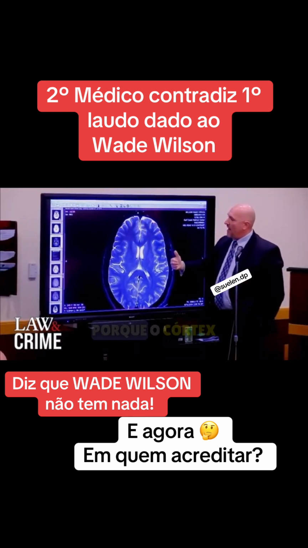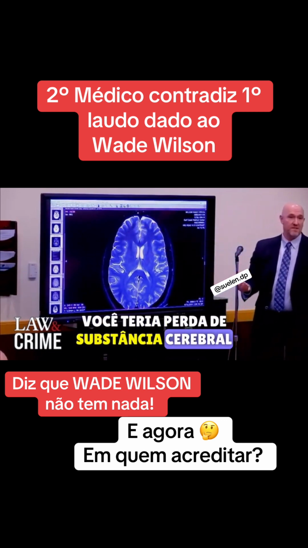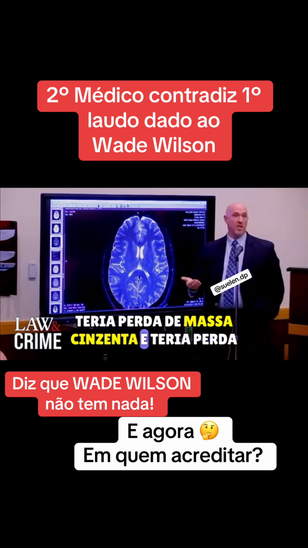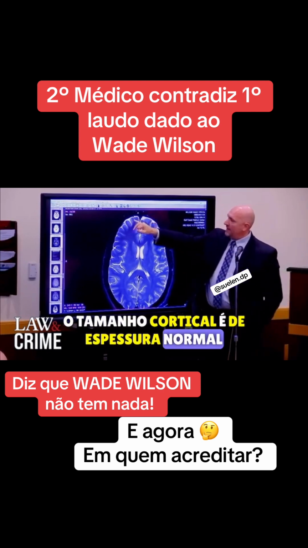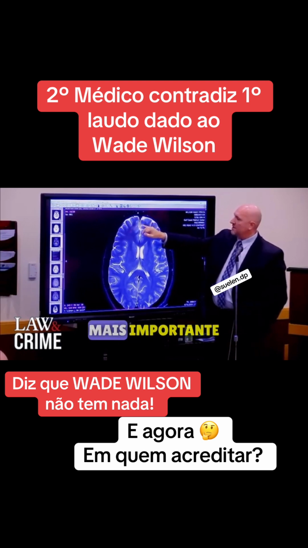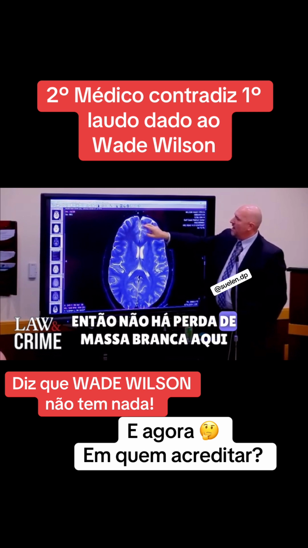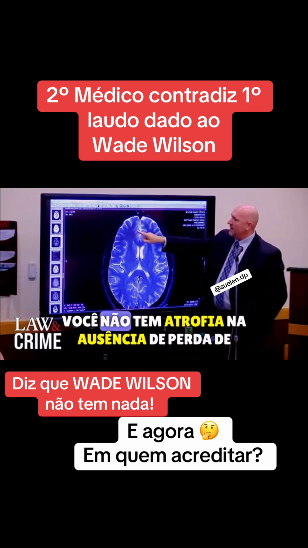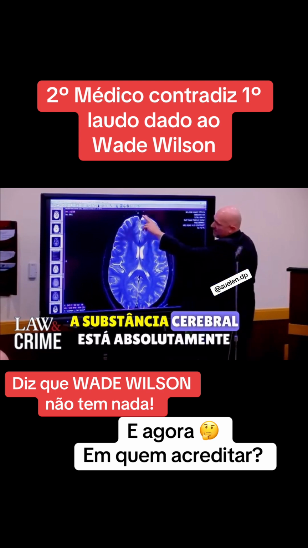And how do I know that? Because if there was atrophy, you would have loss of brain substance. You would have loss of gray matter, and you would have loss of white matter. The cortical size is of normal thickness. There's no loss of cortical size. More importantly, the distance here is all normal. So there's no loss of white matter underneath here. You don't have atrophy in the absence of loss of brain substance. Brain substance is absolutely normal.